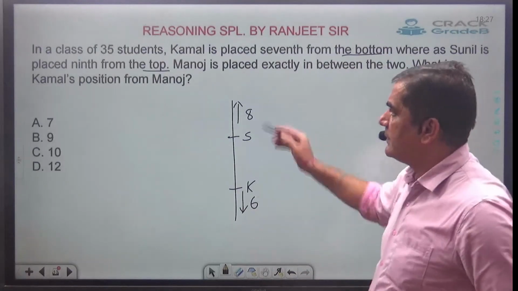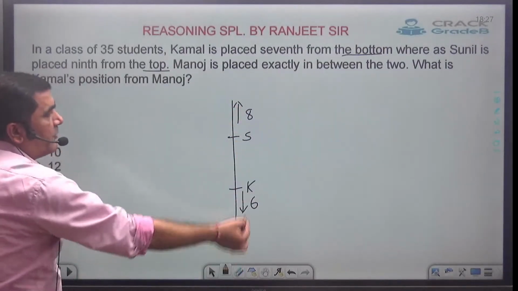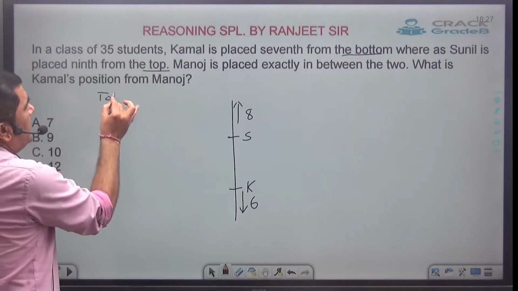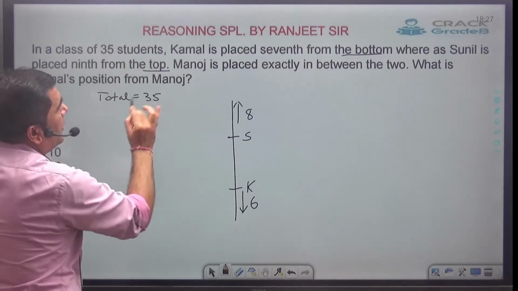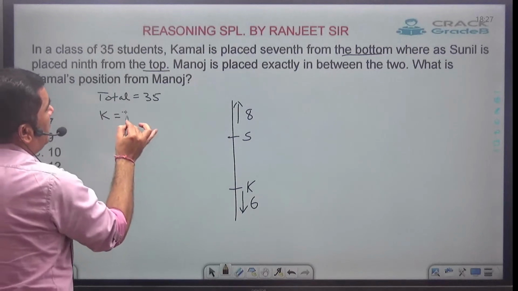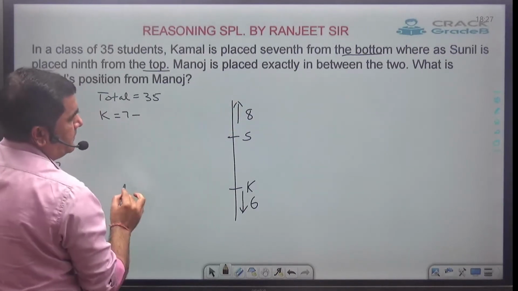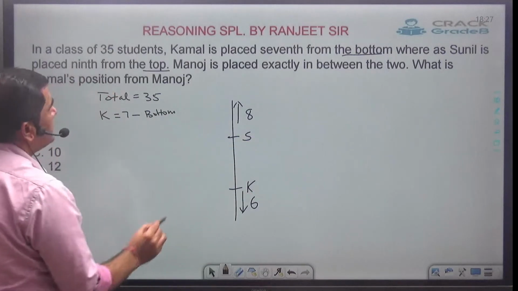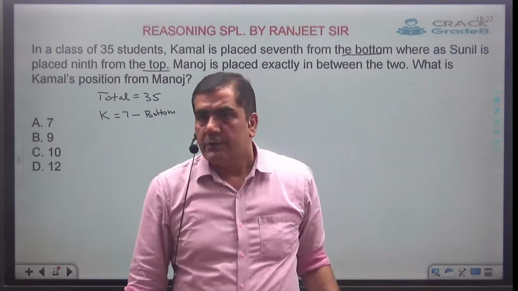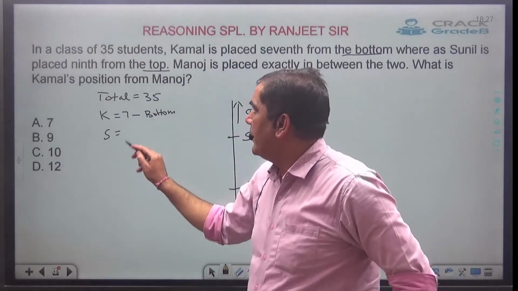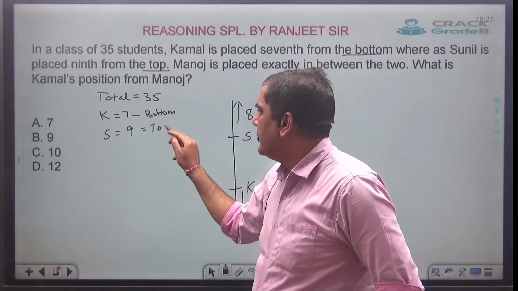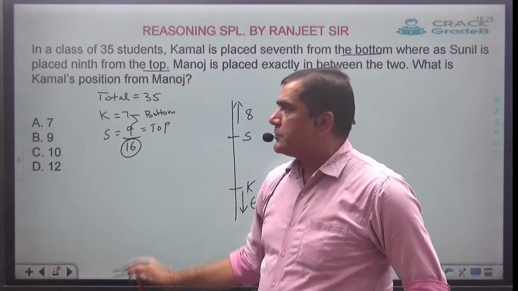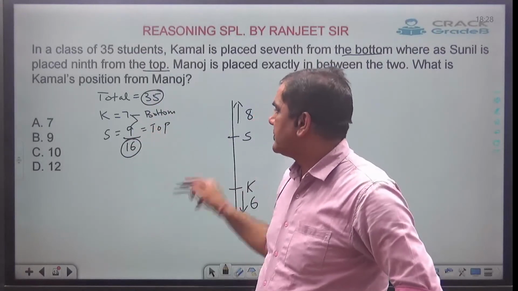See, here, why have I taken case number 1? Here the question comes, sir, why have you taken case number 1? Why have you not taken case number 2? So my simple logic is what? Total is given to be 35. Kamal's position is given to be 7 from bottom, and Sunil is given to be 9 from top. So if I add these two, it comes out to be 16, and total is greater than this. So whenever total is more than the sum of the positions, that will be case number 1.